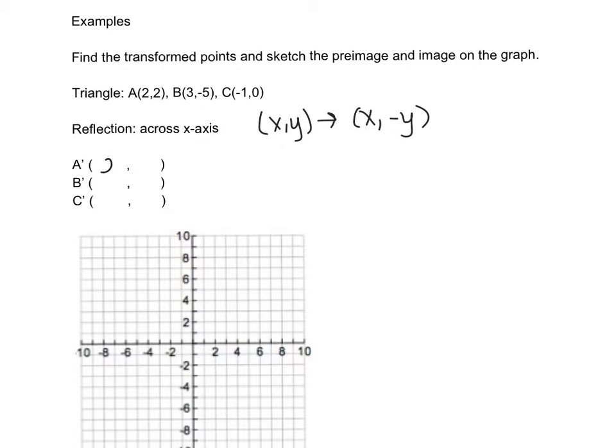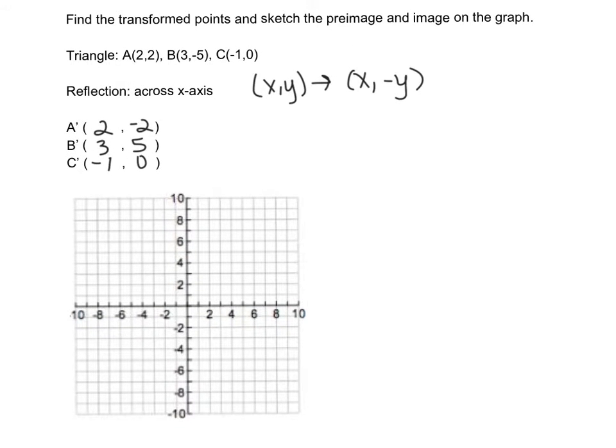So our point A prime is going to be at 2, -2. Our point B prime is going to be at 3, 5. And our point C prime is going to be at -1, 0. We can't make 0 have its opposite sign. So anytime you have a y coordinate that is 0, that point isn't going to move when you reflect it across the x-axis. So let's go ahead and draw the original triangle.